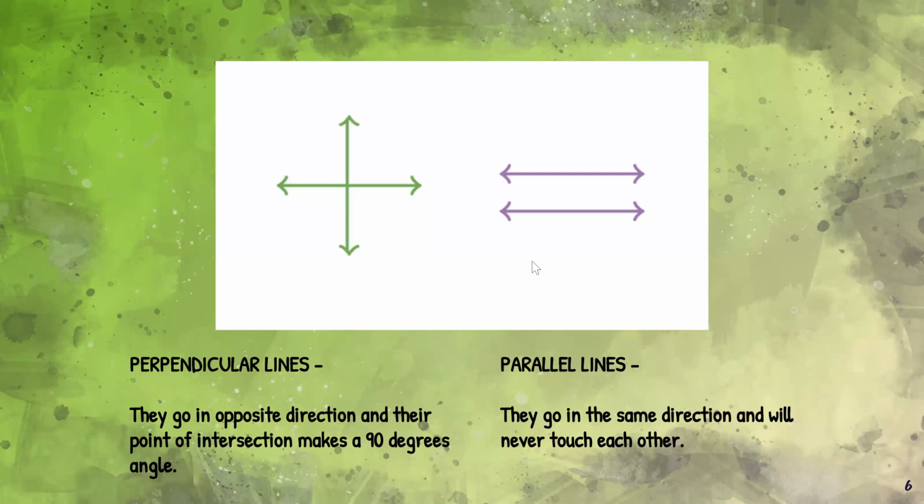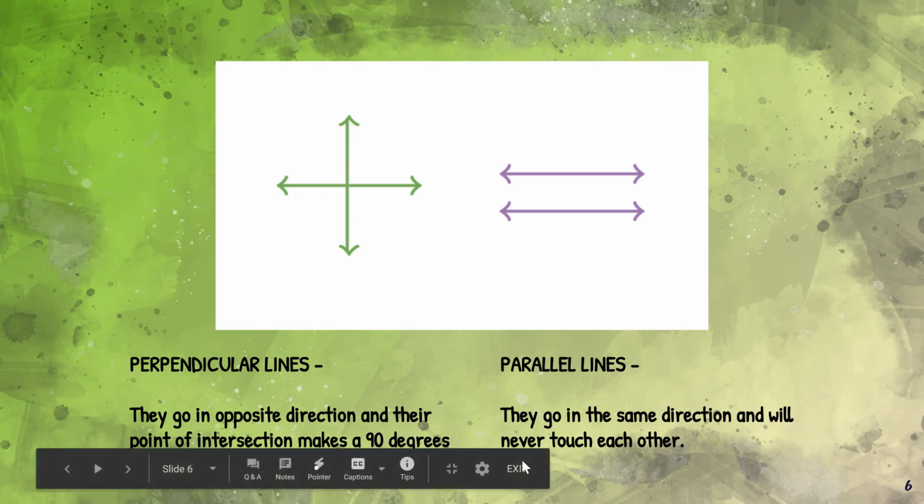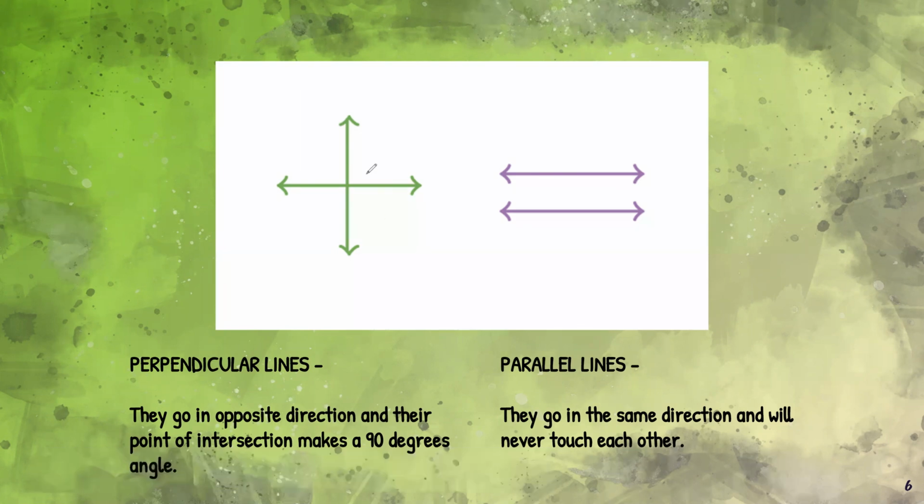There are different kinds of lines. There are perpendicular lines. They go in opposite directions, and when they intersect right here, they make a 90-degree angle. This is really important because it becomes a defining feature in a lot of shapes. And parallel lines go in the same direction, but they'll never touch each other. These 2 lines, no matter how far they continue, will never intersect.